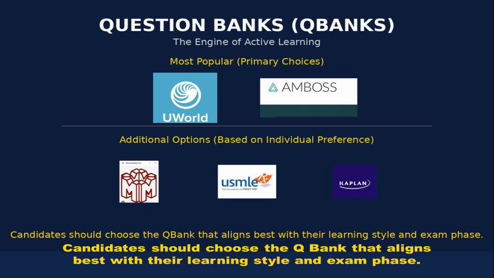Now we move to the most important tool, Qbanks. Videos build understanding. Qbanks build performance. UWorld and AMBOSS are the main choices. UWorld is highly exam-aligned. It trains USMLE-style thinking. AMBOSS helps with concept linking. Great if you like layered explanations.